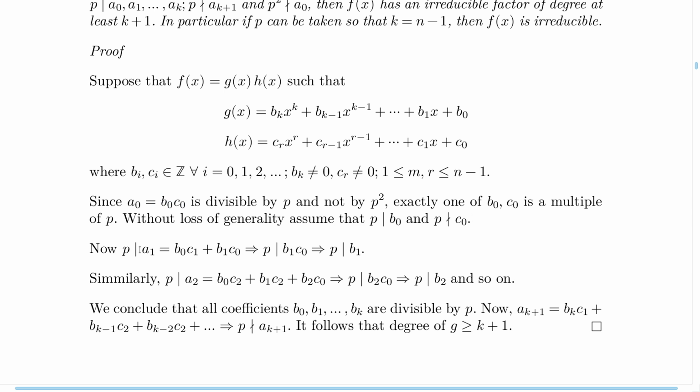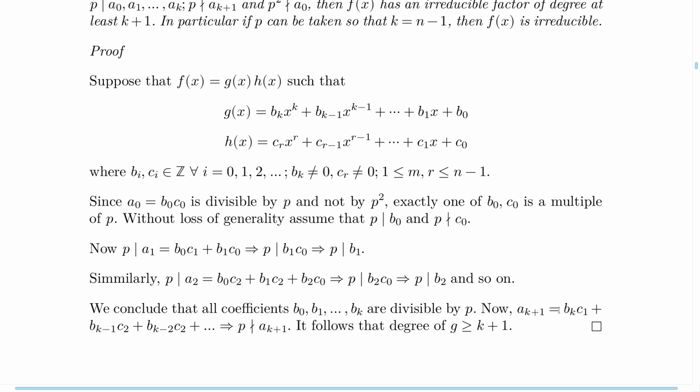Similarly, we are given that p divides a_1. Now a_1 would be, if you multiply these two, the coefficient of x, b_0 c_1 plus b_1 c_0. Now it already divides b_0, so p must divide b_1 c_0. And similarly, we have already assumed that p does not divide c_0, that means p should divide b_1. Now we continue this. p divides a_2, so it should divide b_2 c_0, and therefore p should divide b_2. So we conclude from this observation that b_0, b_1, up to b_k are all divisible by p.